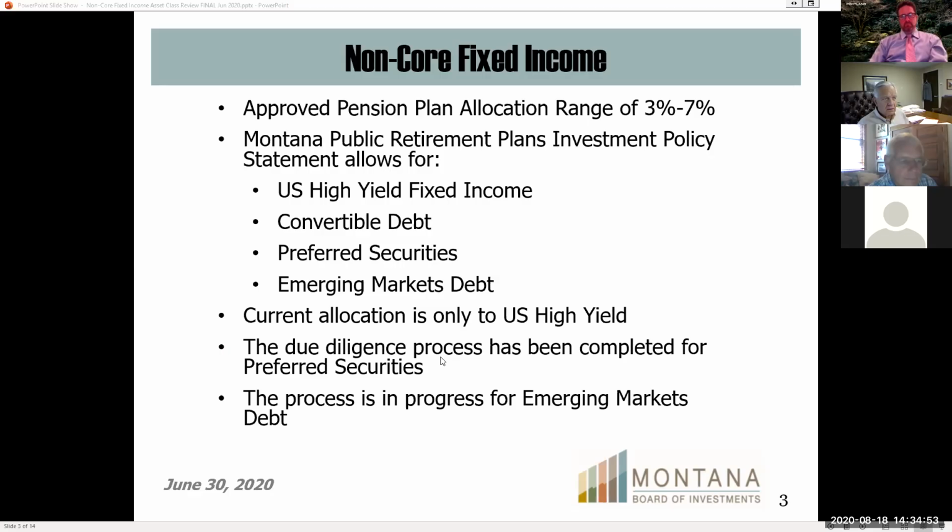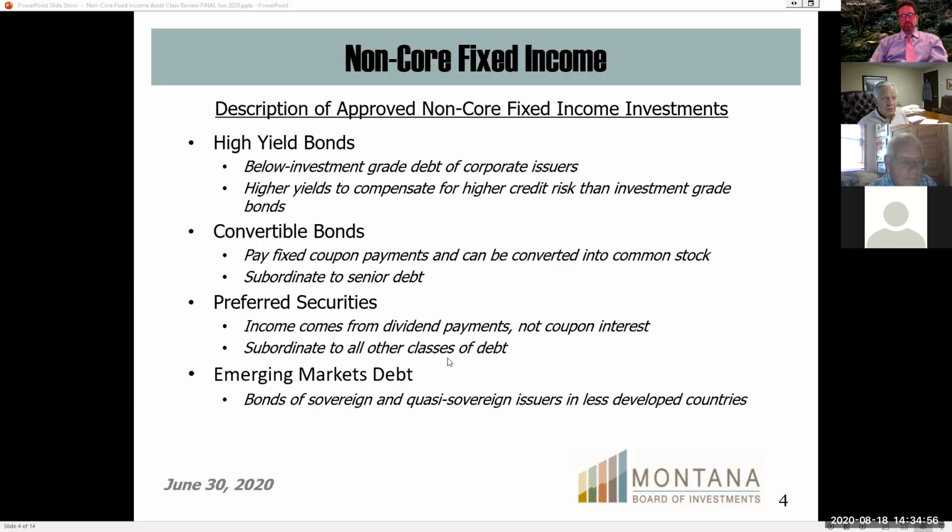So on slide 4, just a quick description of the various investments. High yield, I'll leave to Jason to go into in more detail. Convertibles are similar to other bonds, but they're subordinate to the senior debt. So when you think about the capital structure of a company, they might have senior debt, then perhaps convertible debt subordinate to that. So they would be paid if they were to run into trouble. The convertibles would get paid after the senior debt.